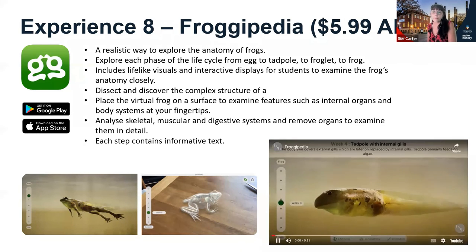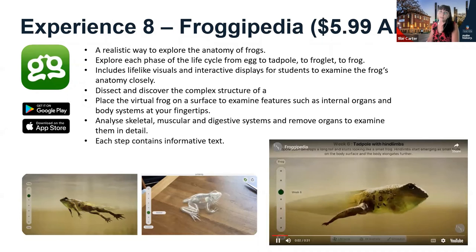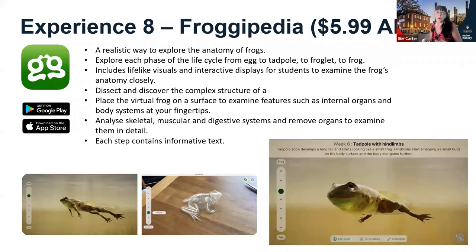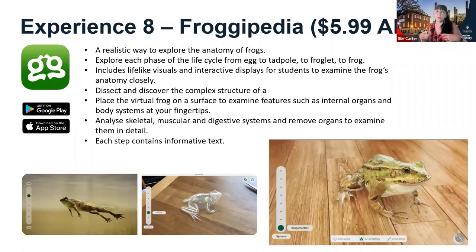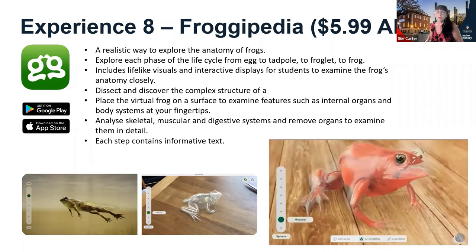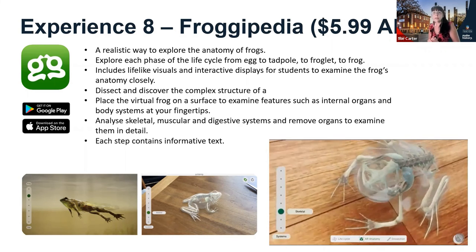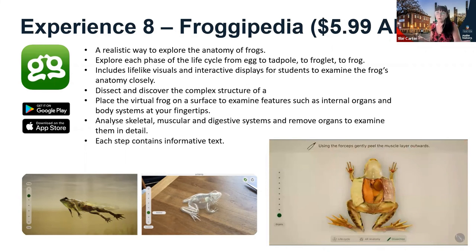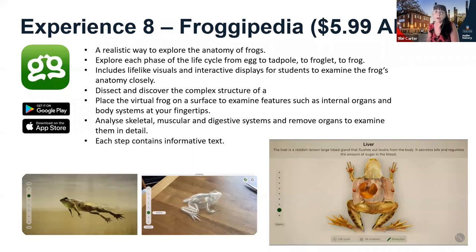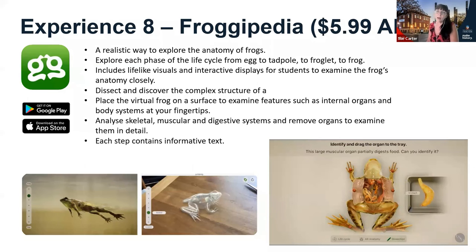So here you can see, first of all, your tadpole and then the legs growing, and it turns into a froglet and then moves into a frog. Looking at its muscular, looking at its skeletal, and then pulling it apart and being able to dissect it and see all the different organs within the frog's body, which is probably a little bit nicer than actually having to cut frogs open.